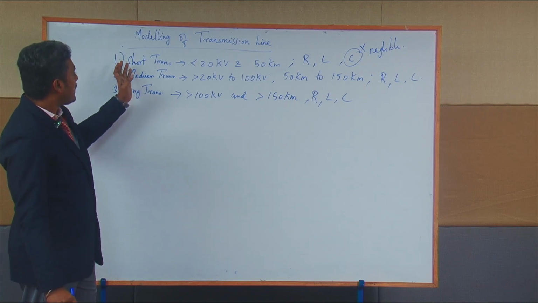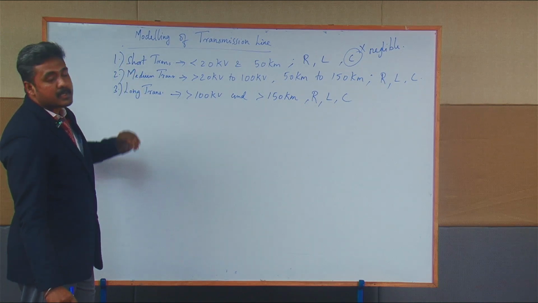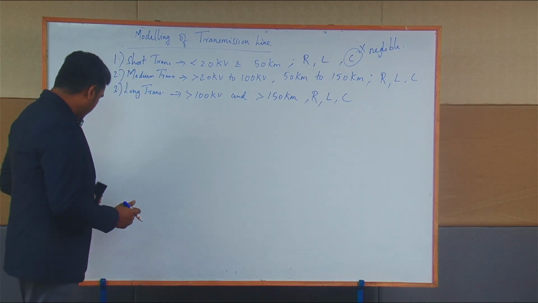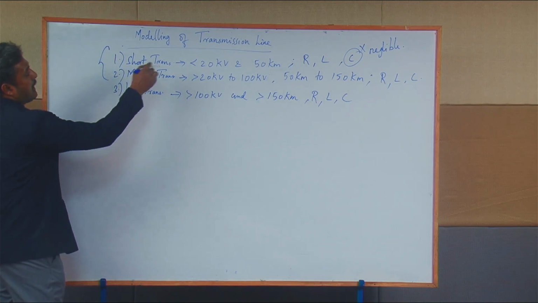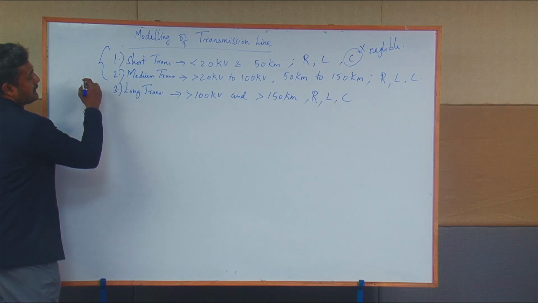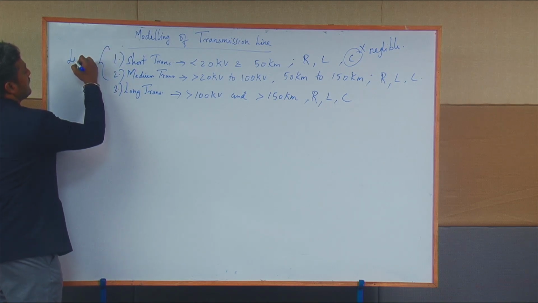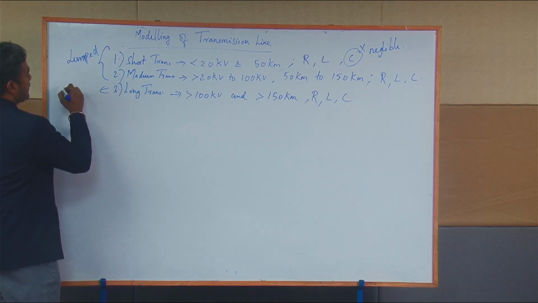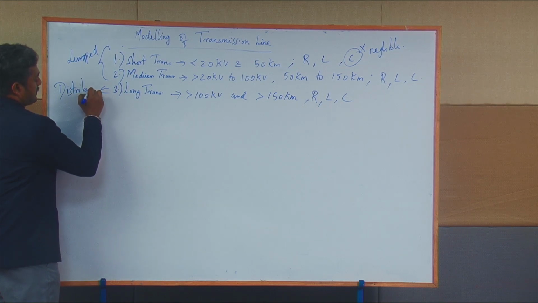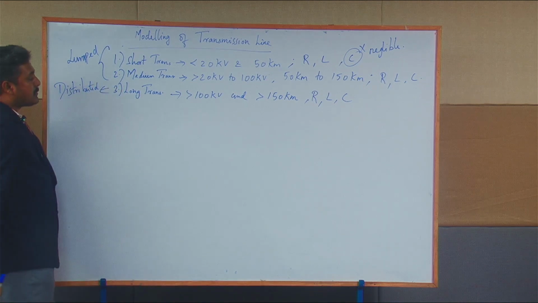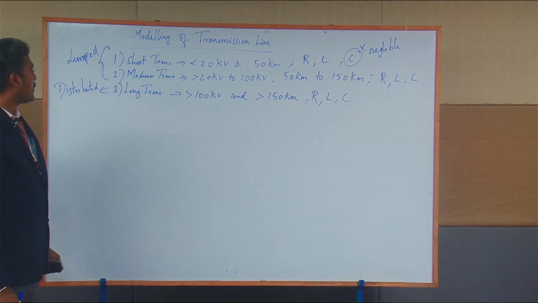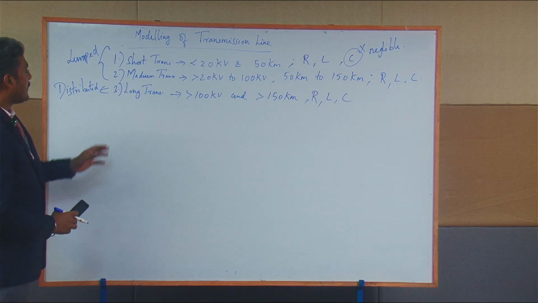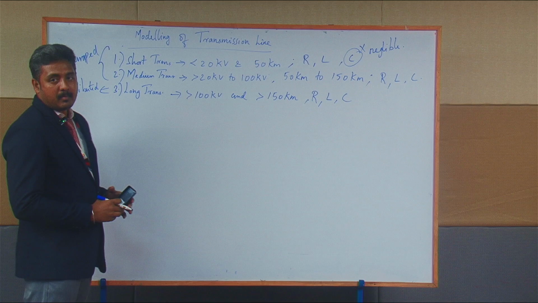See here, whenever you are going to solve the short transmission line and medium transmission line, you will be taking the R, L and C, resistance, inductance and capacitance as lumped parameters. But for long transmission line we will be taking the parameters as distributed parameters. Okay. First we will discuss about the medium transmission line.